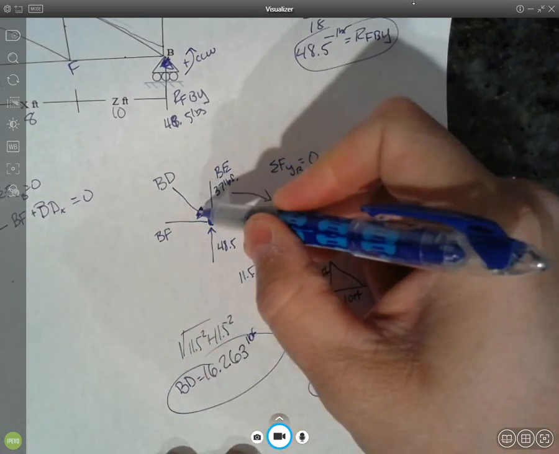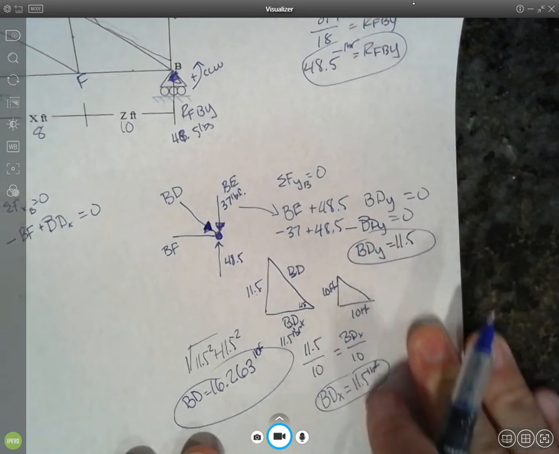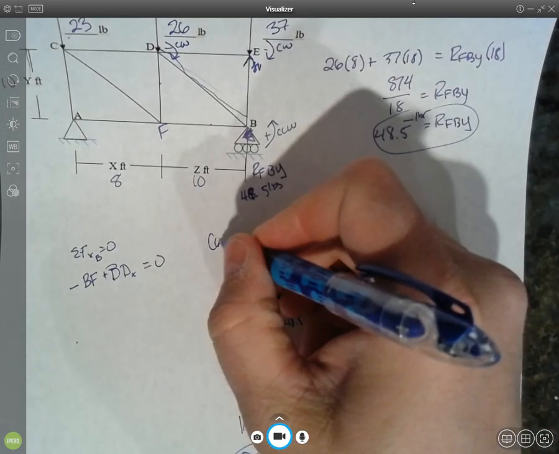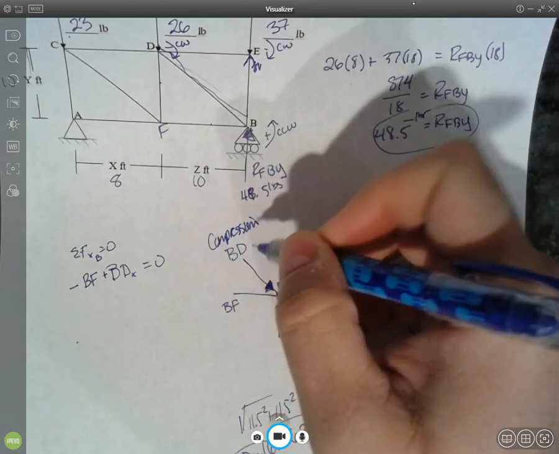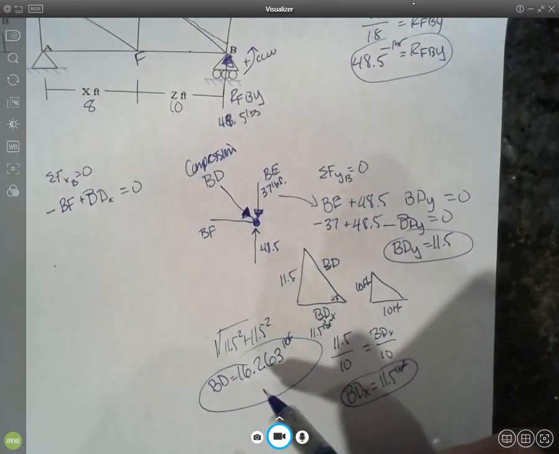And because my arrow is going this way, that tells me BD is in compression. All right, if it was coming away from the joint, it'd be in tension. Pushing towards the joint, it's in compression.